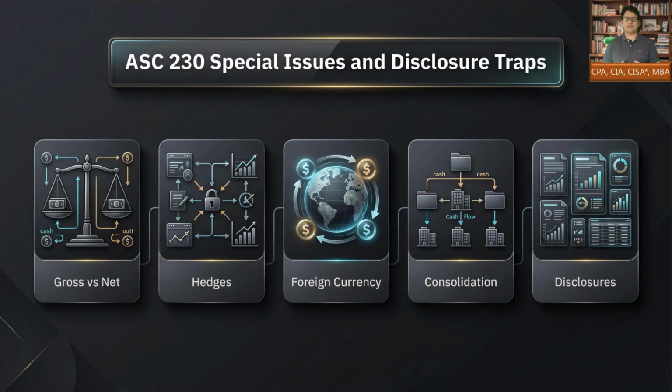In this session, we are moving into the special issues and disclosure traps of ASC 230, Statement of Cash Flows. The basic idea of ASC 230 is simple: follow the cash. But as we all know, accounting standards behave very politely in theory and then become slightly dramatic when real facts arrive. Today we will focus on the areas where even trained preparers can make mistakes: gross versus net reporting, hedging cash flows, foreign currency effects, consolidated cash flow statements, and disclosure alerts.